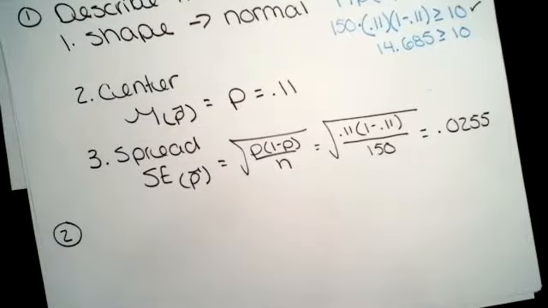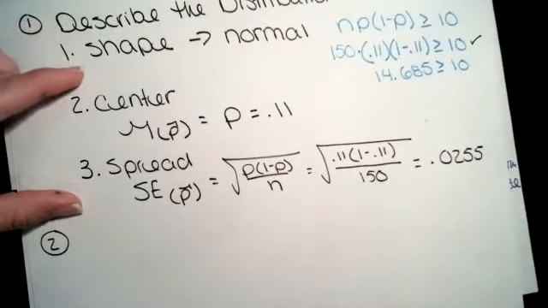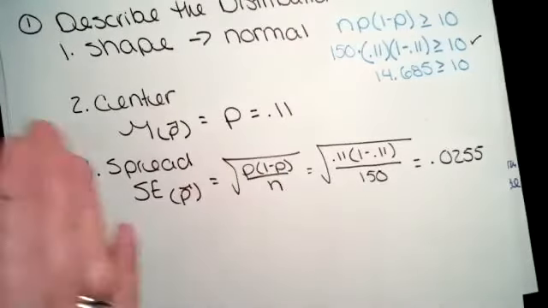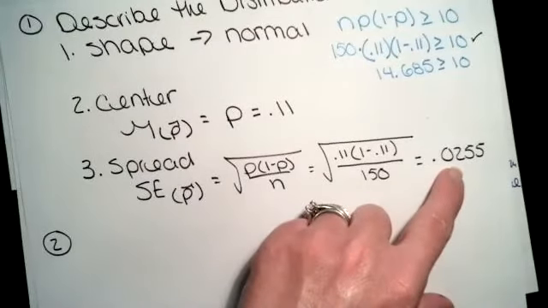Okay. So this is my distribution. I could visualize this. It's bell-shaped. It has a center of 0.11, right? Half's below, half is above. And I have a spread of 0.02.